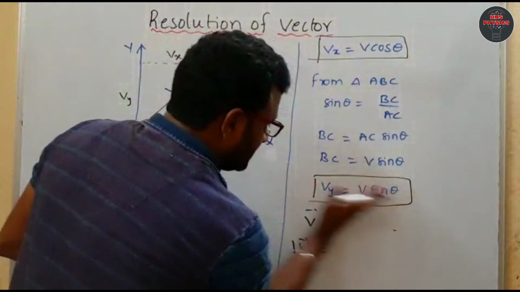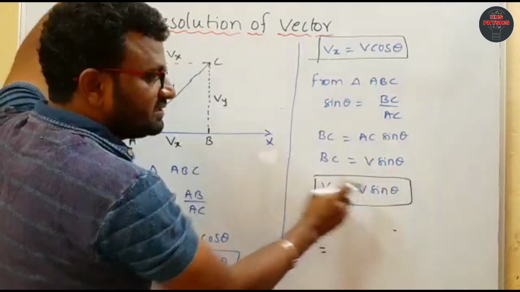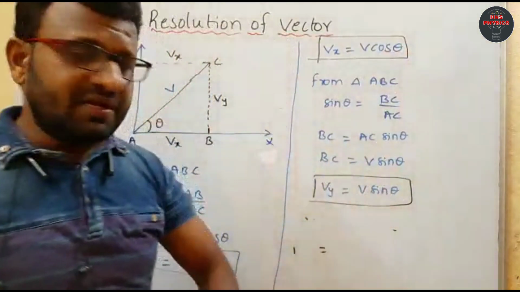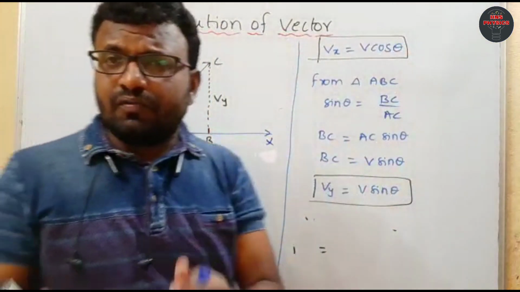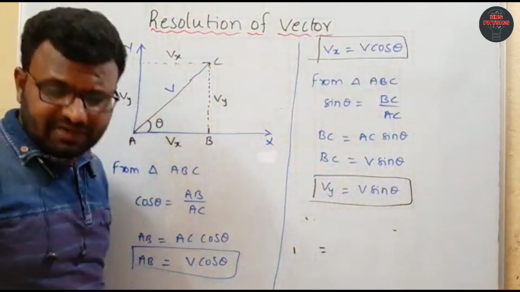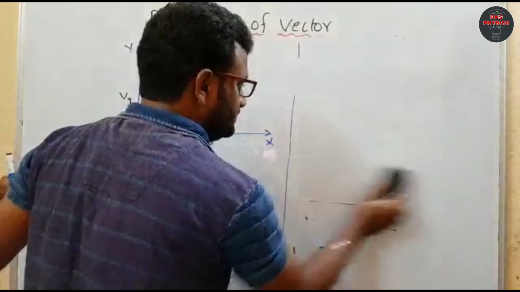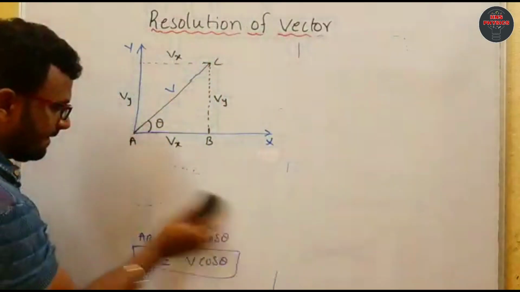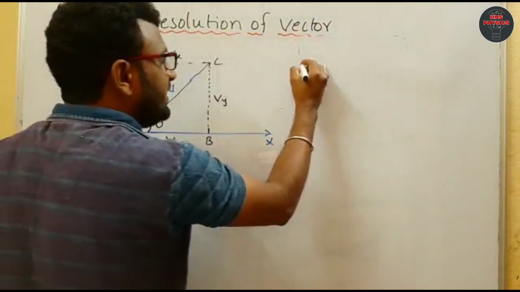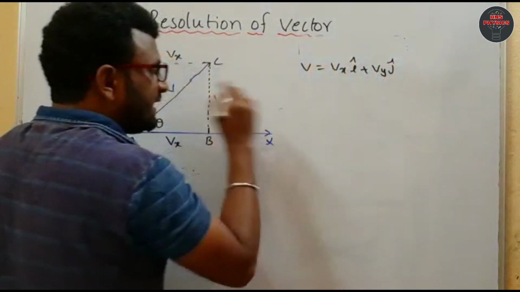First we will write these various components. One is Vx is equal to V cos theta and Vy is equal to V sin theta. So this is the horizontal component and this is the vertical component. Now we have to see the magnitude of the vector, and also we have to see the direction of the vector, right? So again, in vector form, V is equal to Vx i cap plus Vy j cap, right?